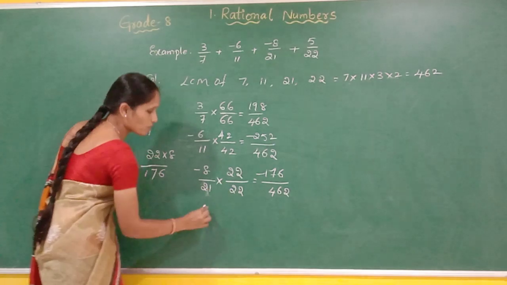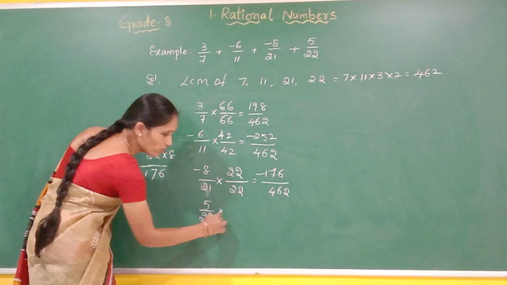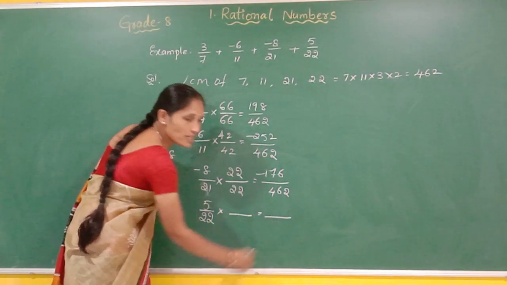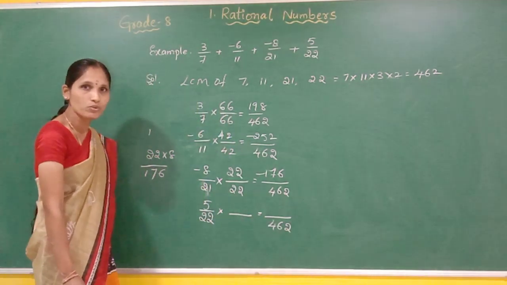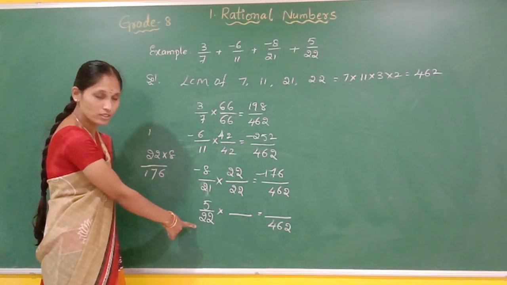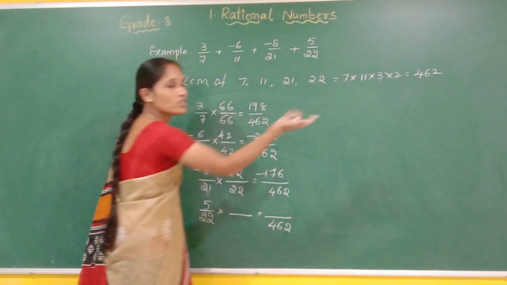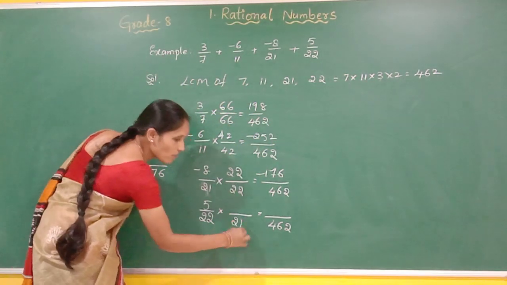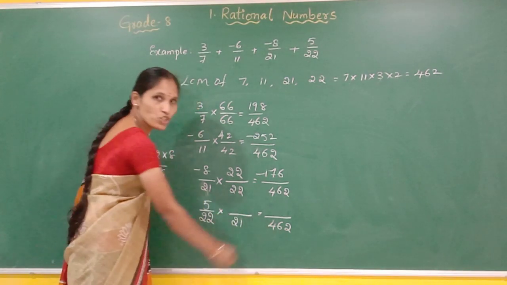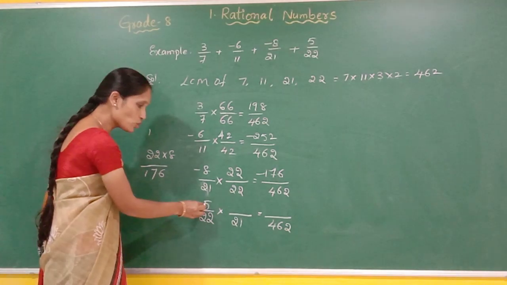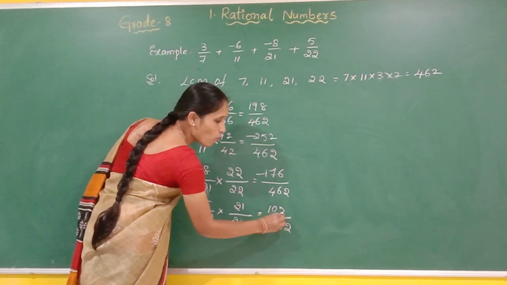Similarly, write this one also. The last number is 5/22. What is the condition? Yes, the denominator must be the LCM, 462. By what number should we multiply 22 to get 462? Yes, that is nothing but 21. The denominator we are multiplying by 21, and we get 462. What about the numerator? This numerator 5 we also multiply by 21. The product is equal to 105.